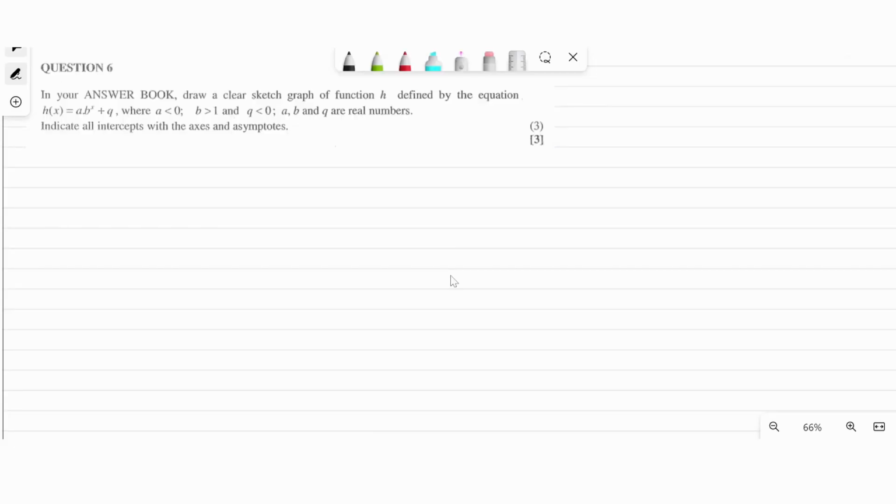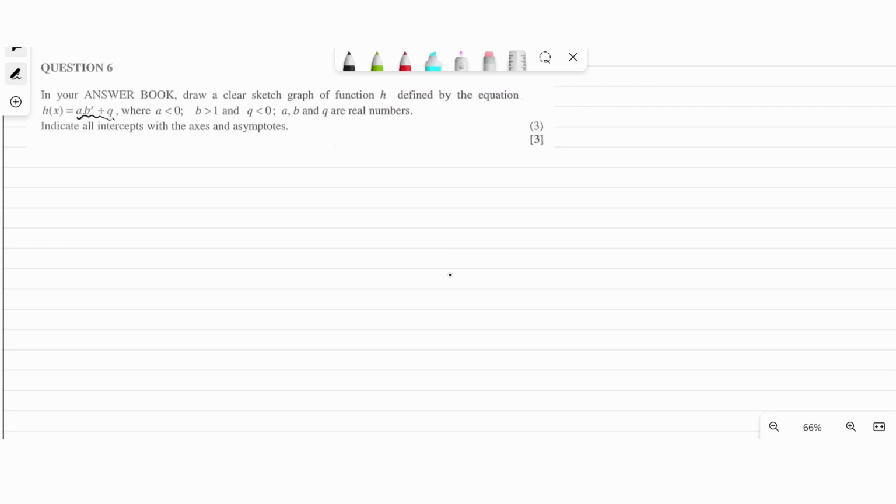So now doing question number 6, it says in the answer book, draw a clear sketch graph of h of x and of h defined by the equation. Then they give you h of x. What do we see? We see the fact that h of x is an exponential graph because it has b to the power x.